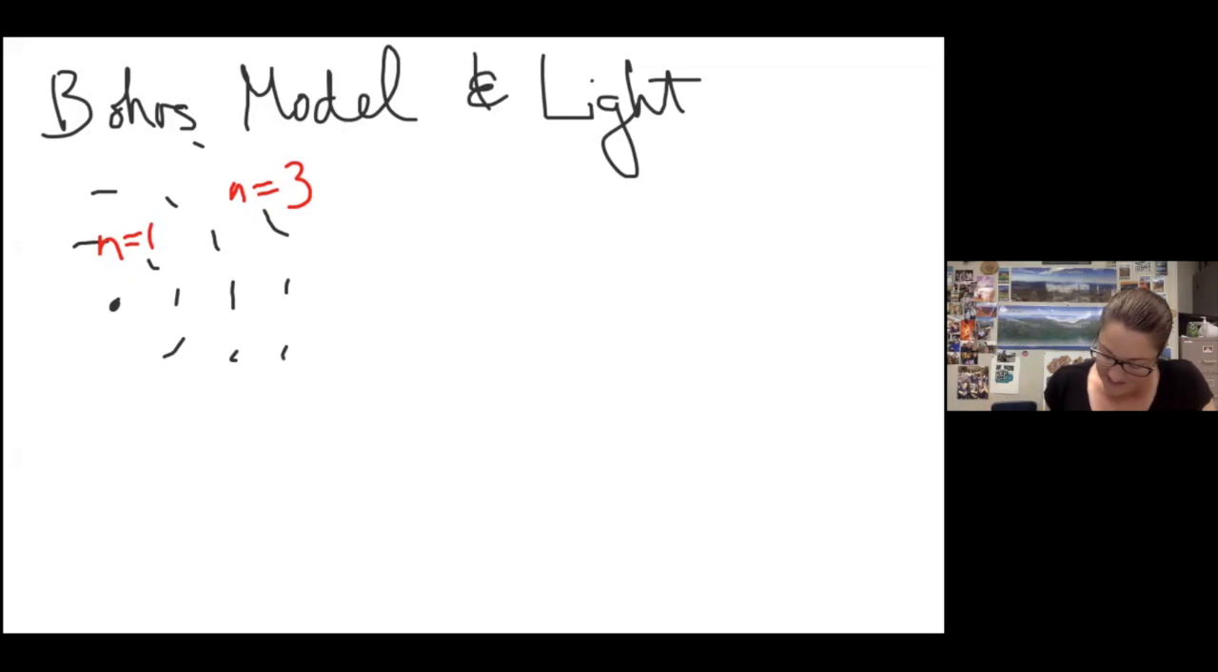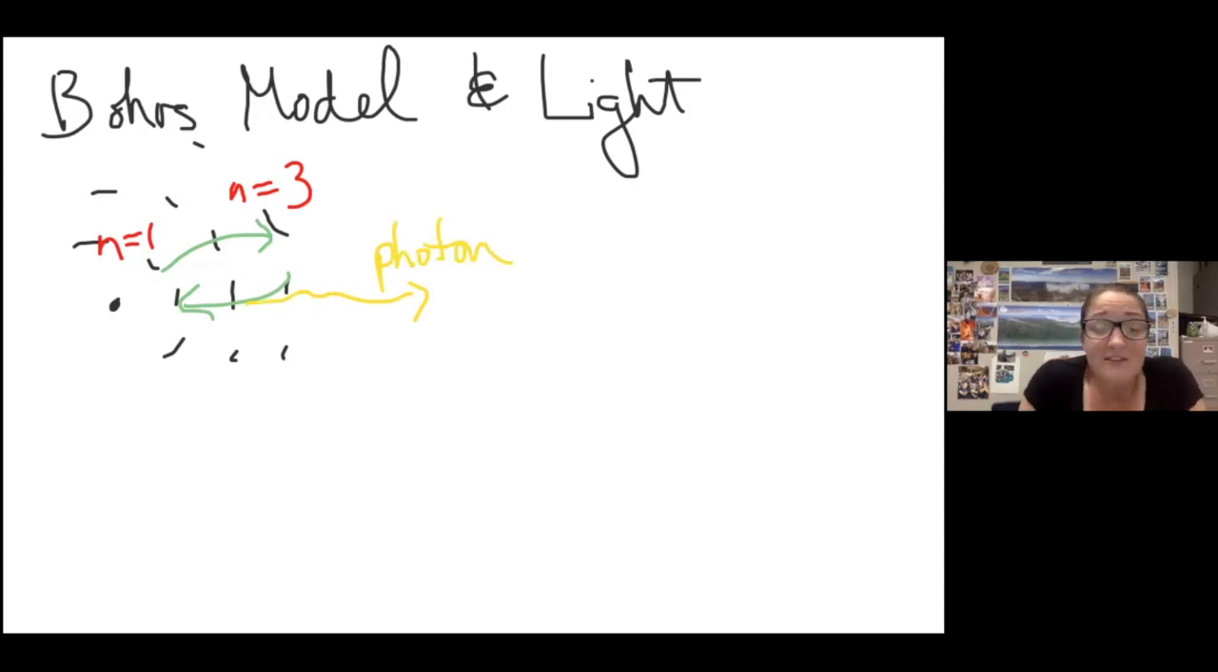The idea is that anytime we move an electron this way, it's an energy input. It requires energy to do so. But when an electron falls back down, we get an energy release. And when energy is released, that energy releases as a photon of light. So one of the things that you do is you calculate the energy required for an electron to move up shells or the energy released when an electron moves down shells.